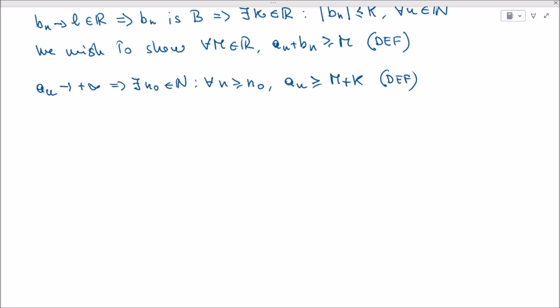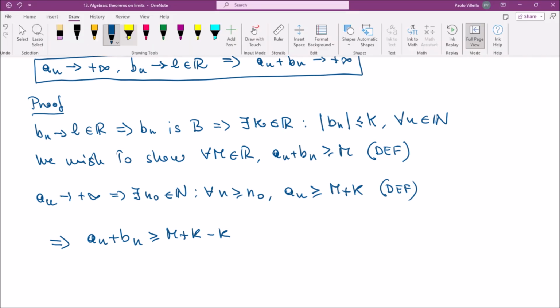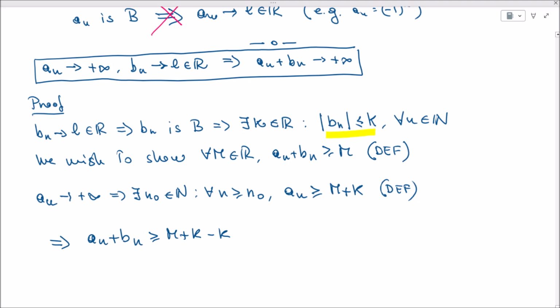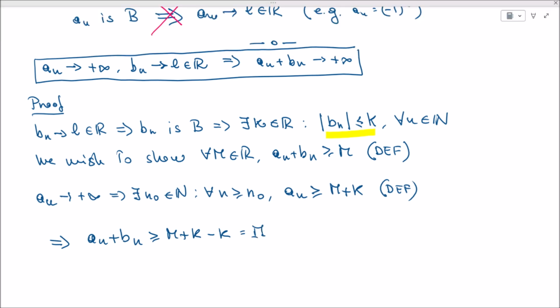But that implies what? That for every n larger than or equal to n0, the sum an plus bn, because an is larger than m plus k, will be larger than m plus k minus k, because the worst thing that can happen at this point is that bn will be minus k, right? Because we know from the first statement that bn will always be between minus k and plus k. So in the worst possibility, bn could be minus k. So we can say that an plus bn is larger than or equal to m plus k minus k, which is just equal to m. But this basically proves the statement, namely the fact that an plus bn diverges to plus infinity.